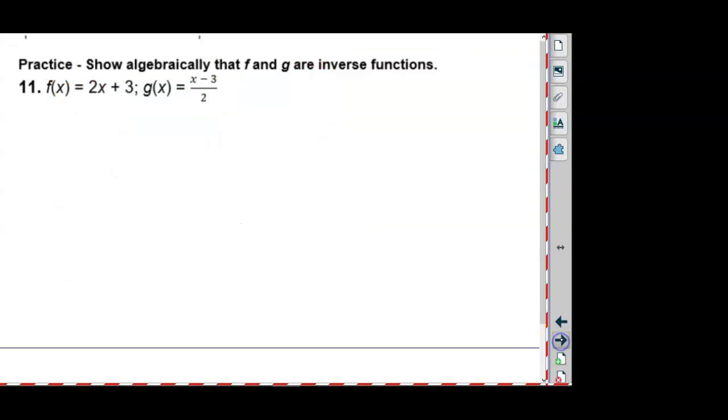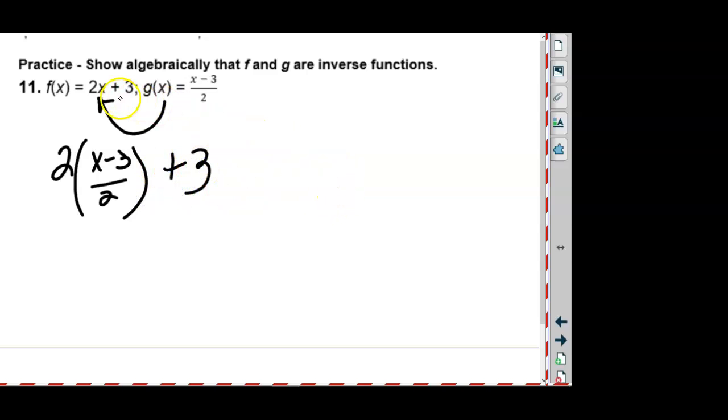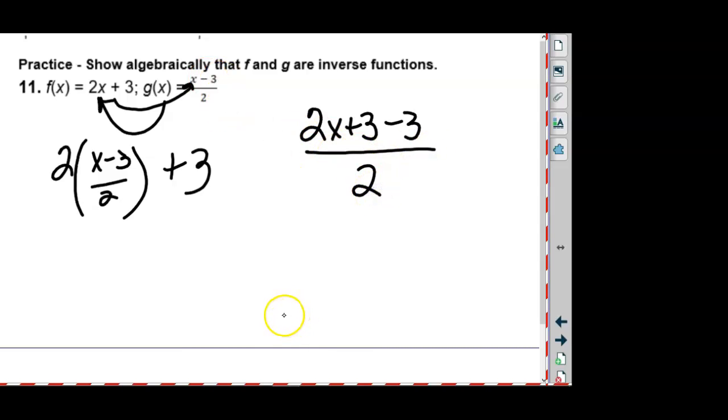All right. Is there anything more? Do you have this one? Let's show that they're inverses. Let's put g into f and just write 2 times x minus 3 over 2 plus 3. And then let's put this one in here because it's practicing what we did yesterday. You'd have 2x plus 3, then the minus 3 all over 2. All right, I put g into f, so that would be this. Here I put f into g, that would be this.